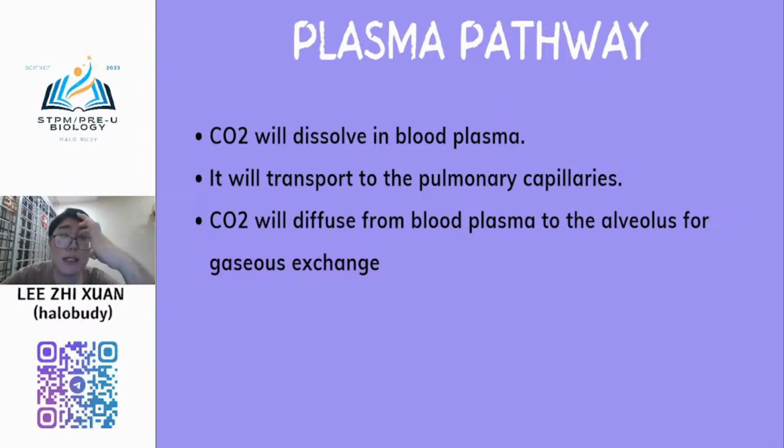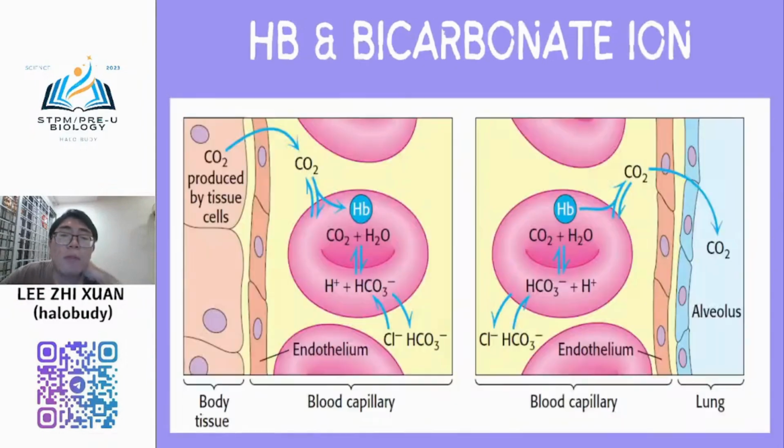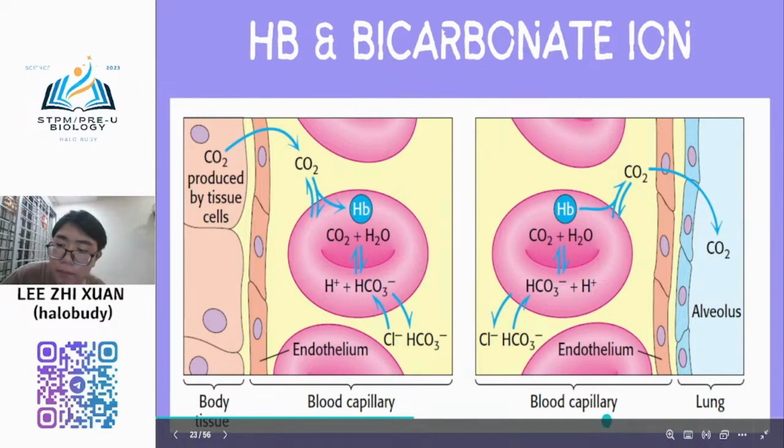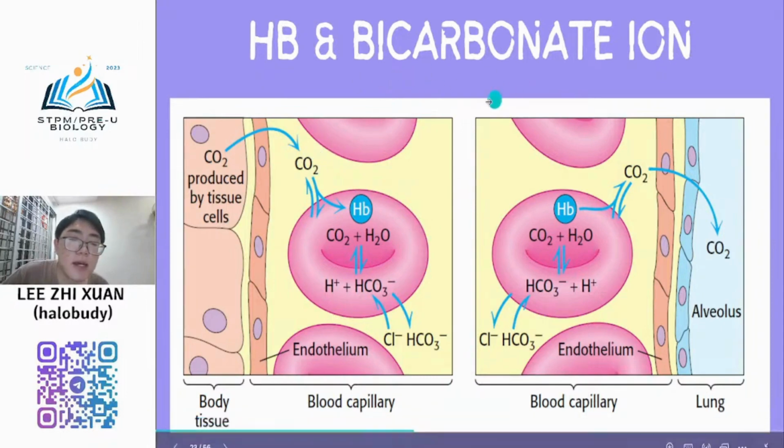So the first two pathways are very easy to understand. The most complicated and most important pathway is the hemoglobin and bicarbonate ion pathway, or what we call the bicarbonate ion pathway. This pathway is the most important pathway for carbon dioxide.